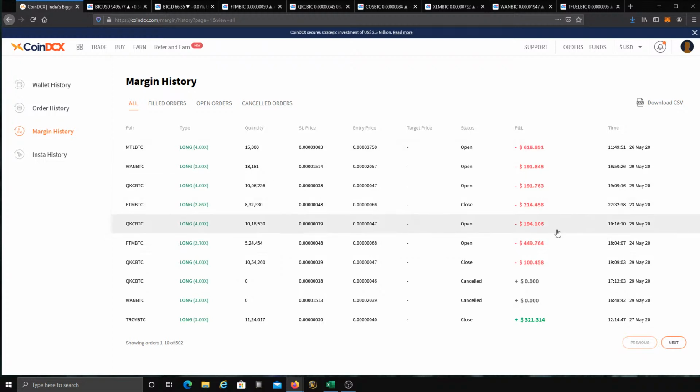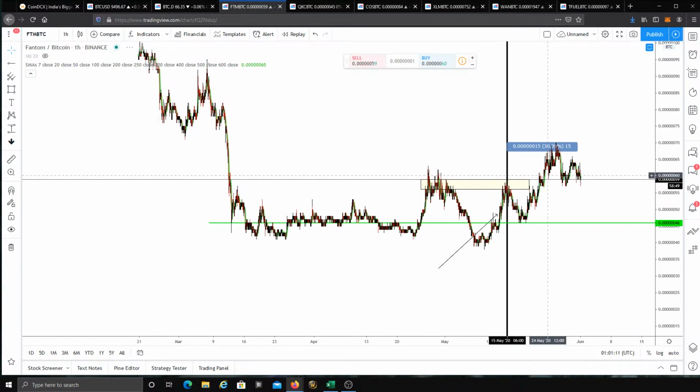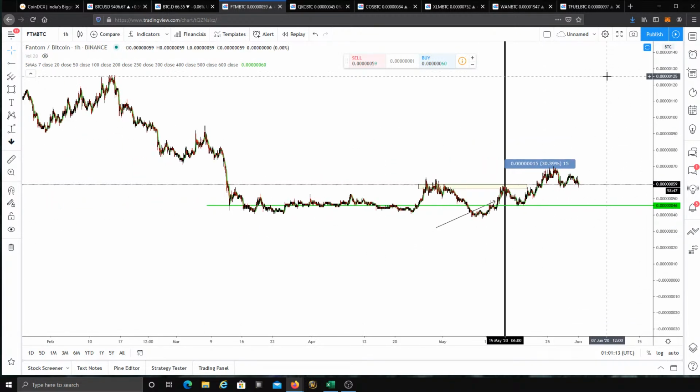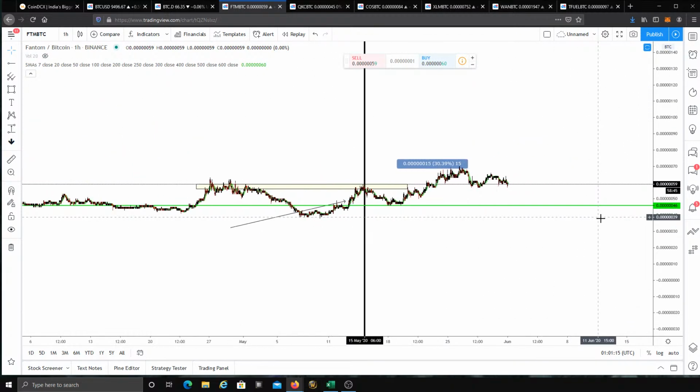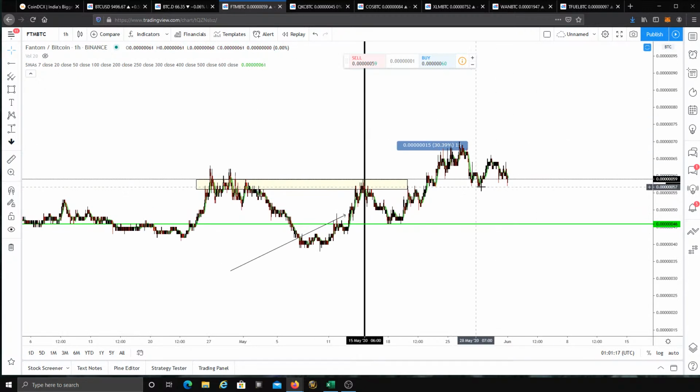MTL was one of them. WAN was another one of them. I was looking at Quark Chain for another bounce. FTM still hasn't mooned. FTM did not get some monster push like a lot of the other coins did, but this so far looks to be holding a support zone right here.